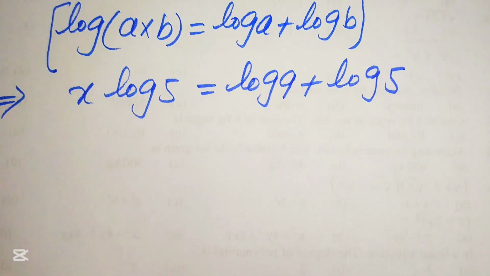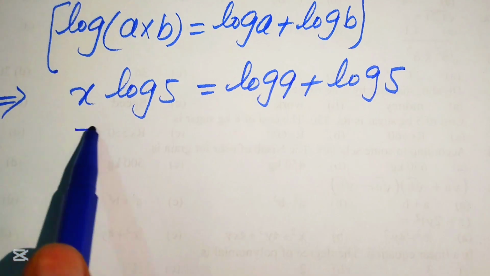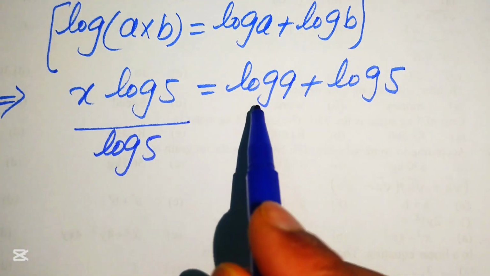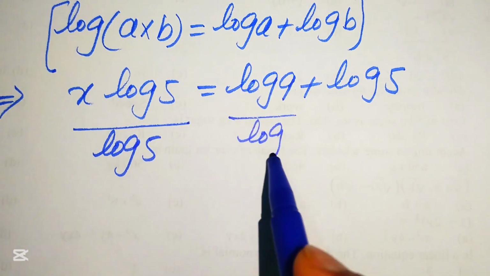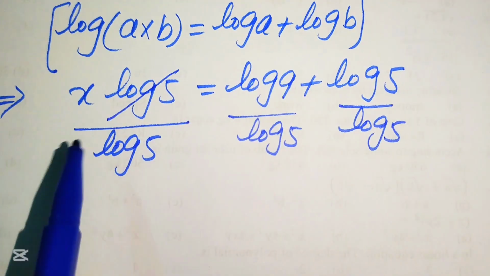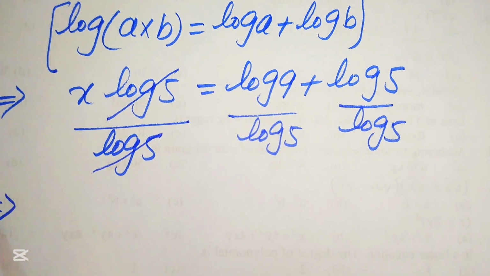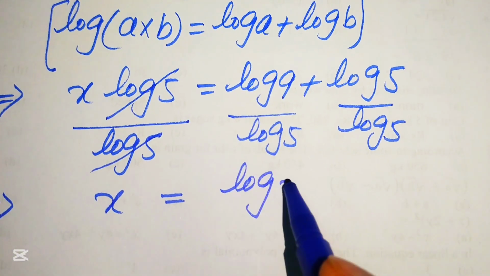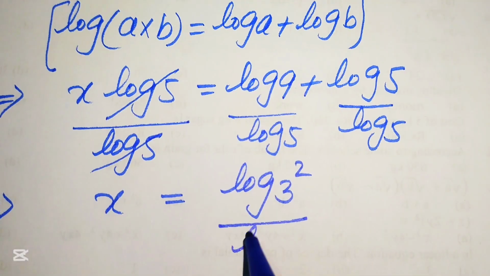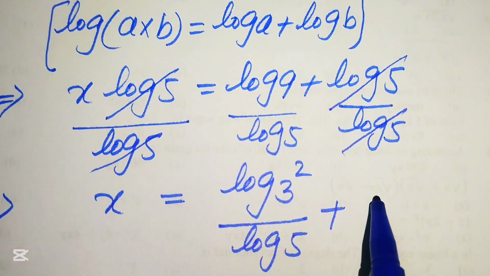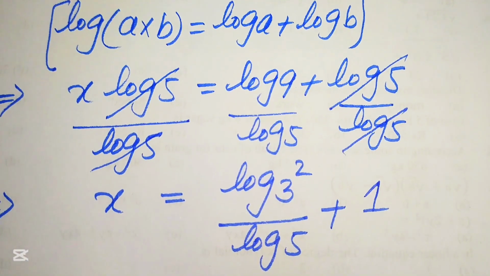So here, because we need to find the value of x in this problem, we need to remove this log 5 from the left hand side. In order to remove this log 5, we divide both sides by log of 5 in this manner. So you see this log 5 is cancelled out by this log 5, and we will obtain x equals log of 9, and we write this 9 as 3 square, divided by log of 5, plus this log 5 is cancelled out by this log 5, and we will obtain 1 only.